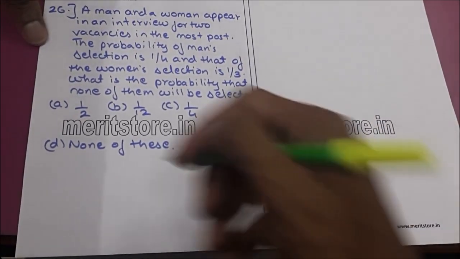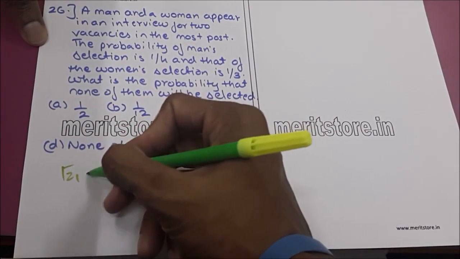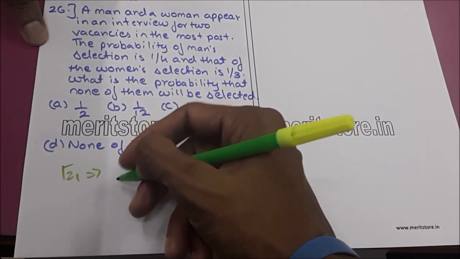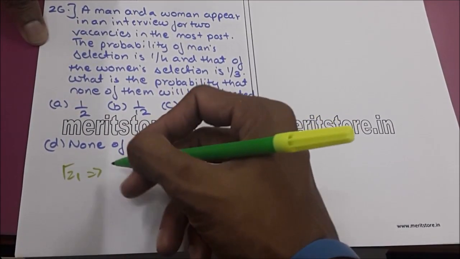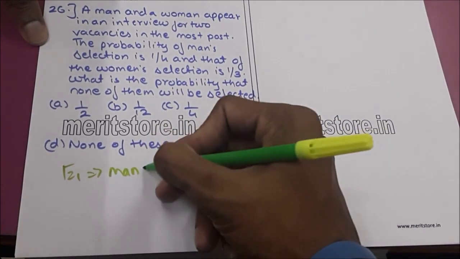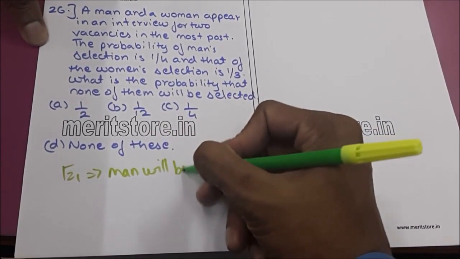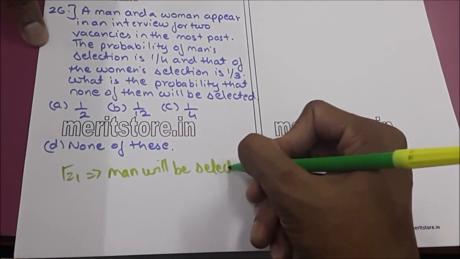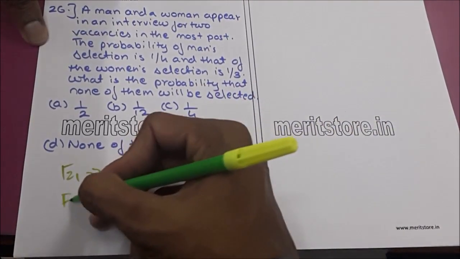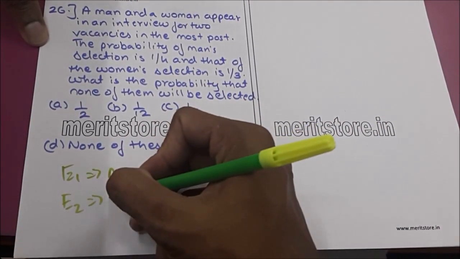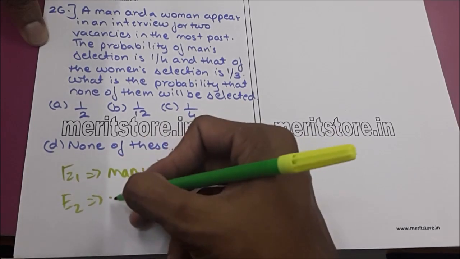Let E1 be the event that the man will be selected and E2 be the event that the woman will be selected.